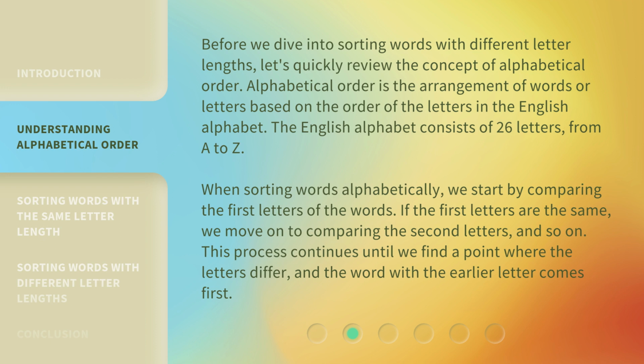When sorting words alphabetically, we start by comparing the first letters of the words. If the first letters are the same, we move on to comparing the second letters, and so on. This process continues until we find a point where the letters differ, and the word with the earlier letter comes first.